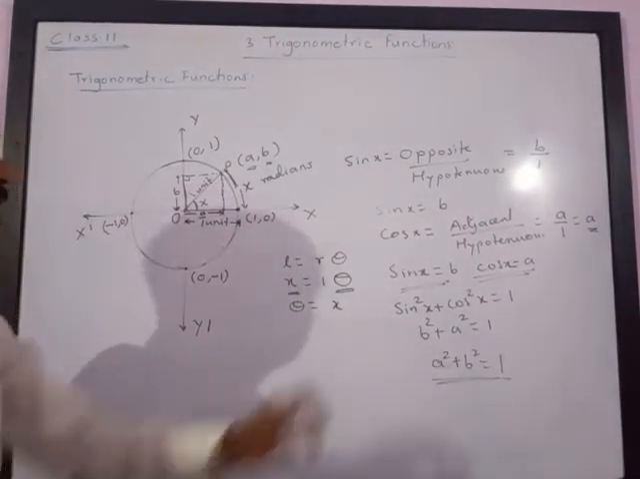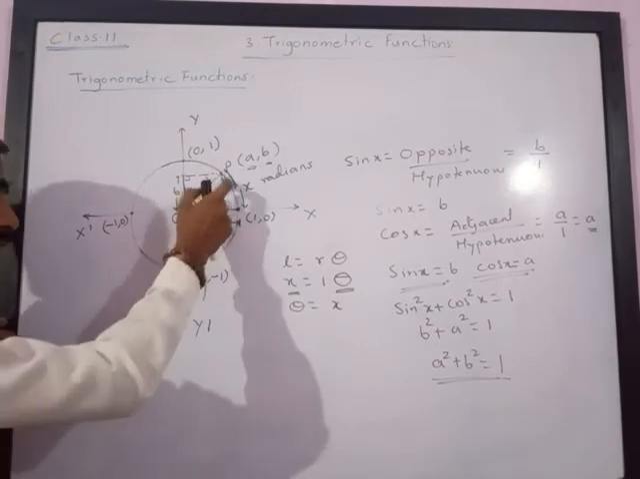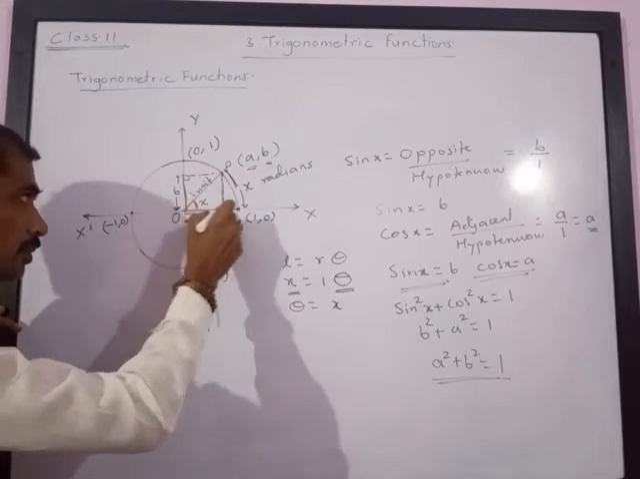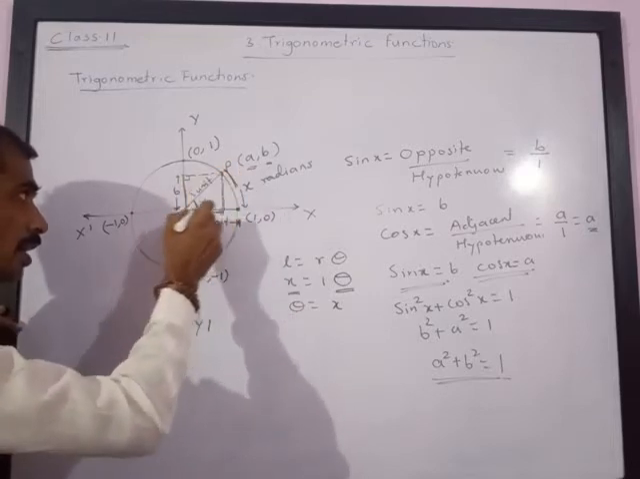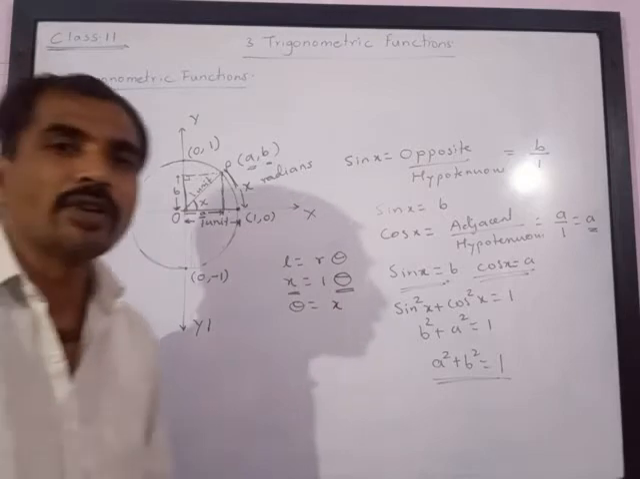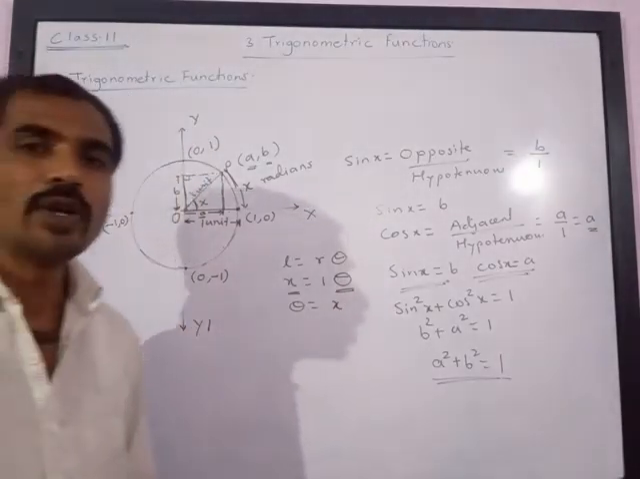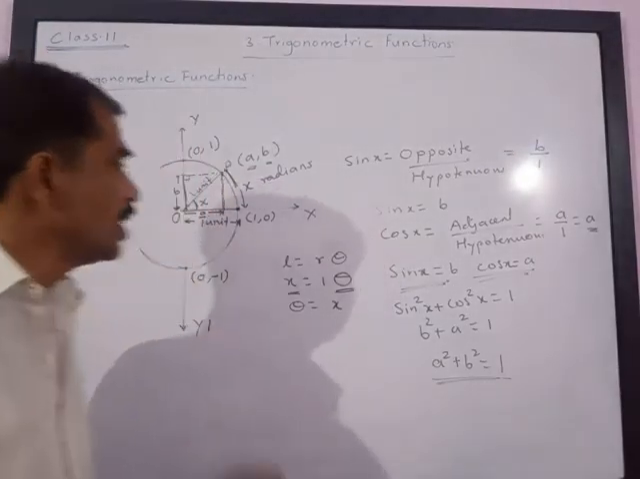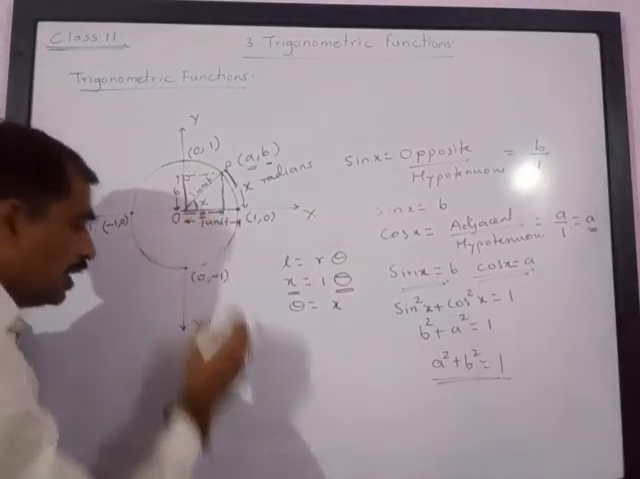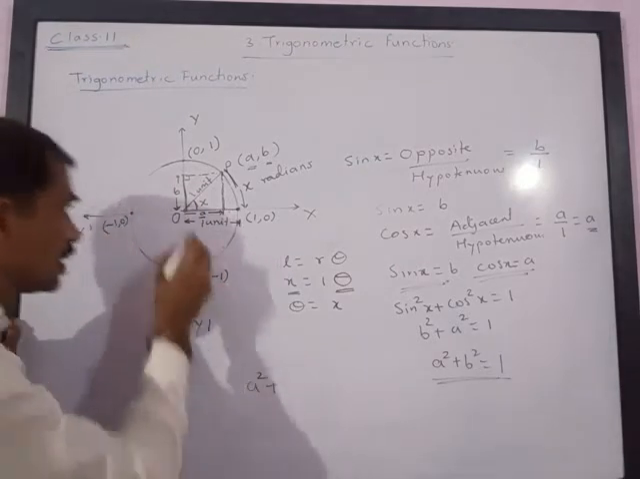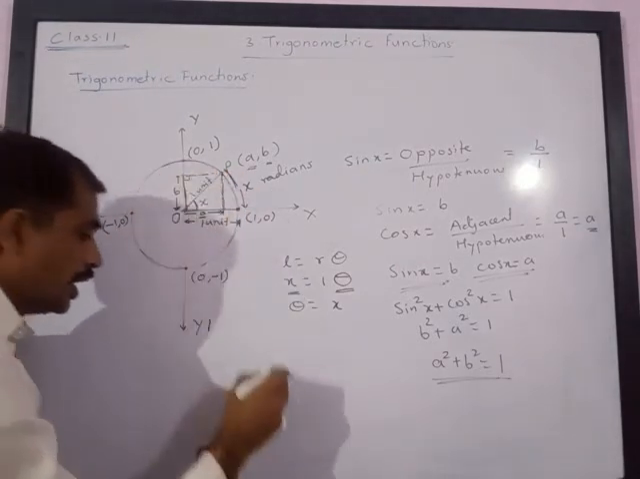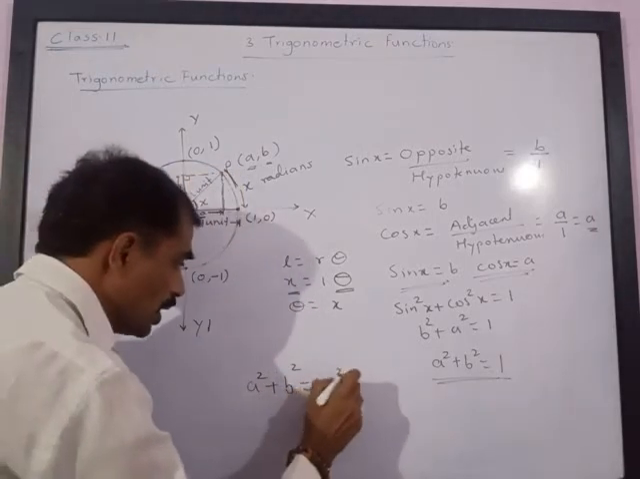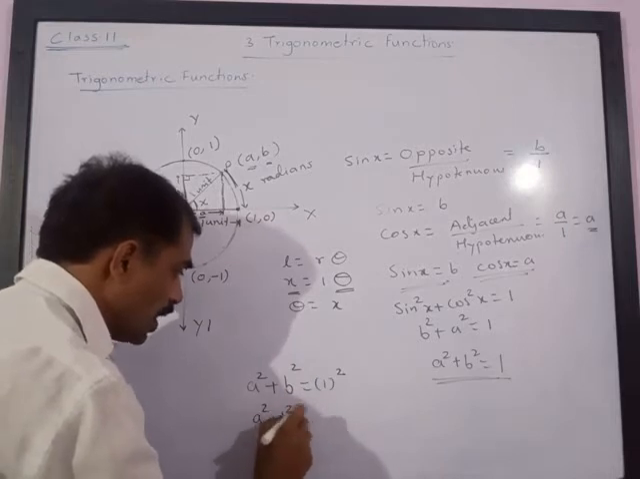Now this also can be verified. Please watch this triangle O, P and this point. It is a right angle triangle. So in a right angle triangle, according to Pythagoras, we know that hypotenuse square is equal to the sum of the squares of the other sides. So you will get this a square plus this side b square. It means a square plus b square is equal to the square of the hypotenuse, that is 1 square. It means you get a square plus b square is equal to 1.